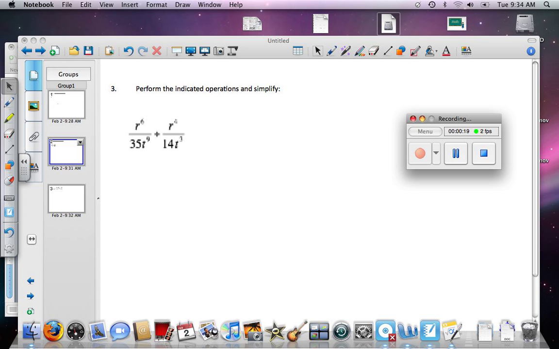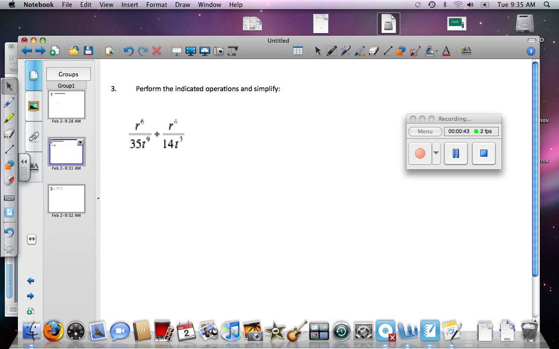3e is r to the 6th divided by 35t to the 9th, that fraction divided by the fraction r to the 4th divided by 14t cubed. Remember, when we're dividing fractions, the rule is that we want to flip the second one and make it a multiplication problem. So that's what I'm going to do here. Let me turn on my pen.